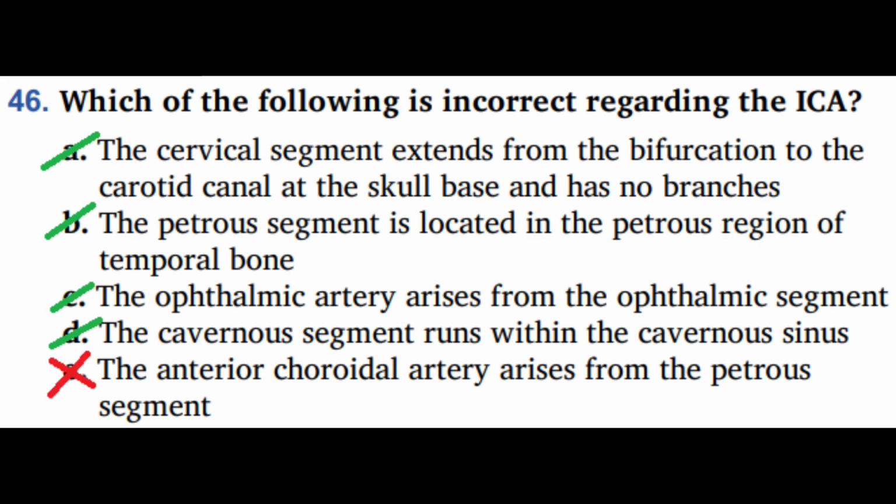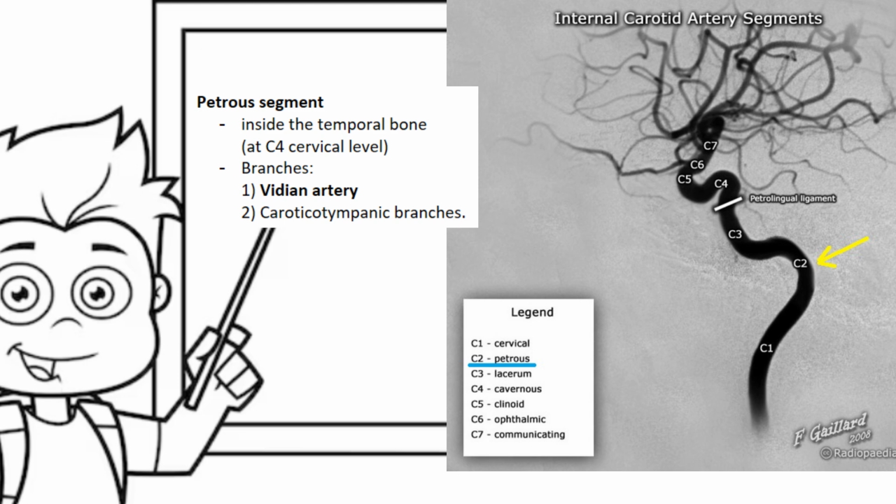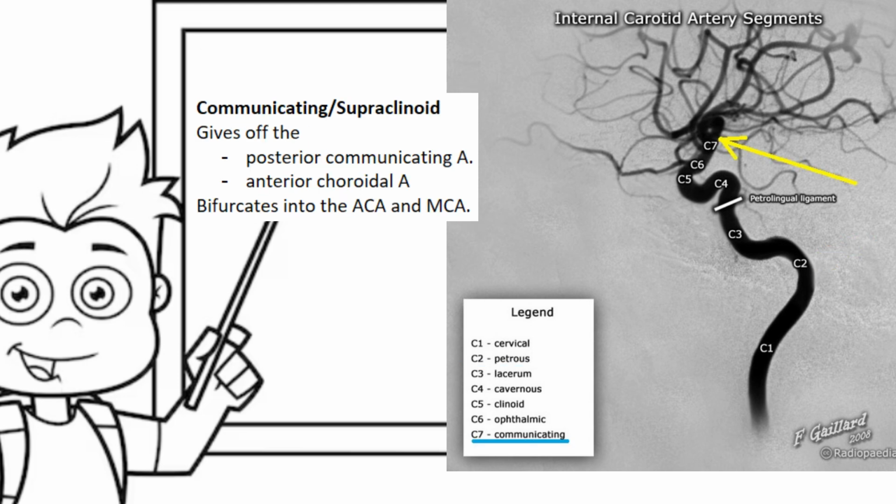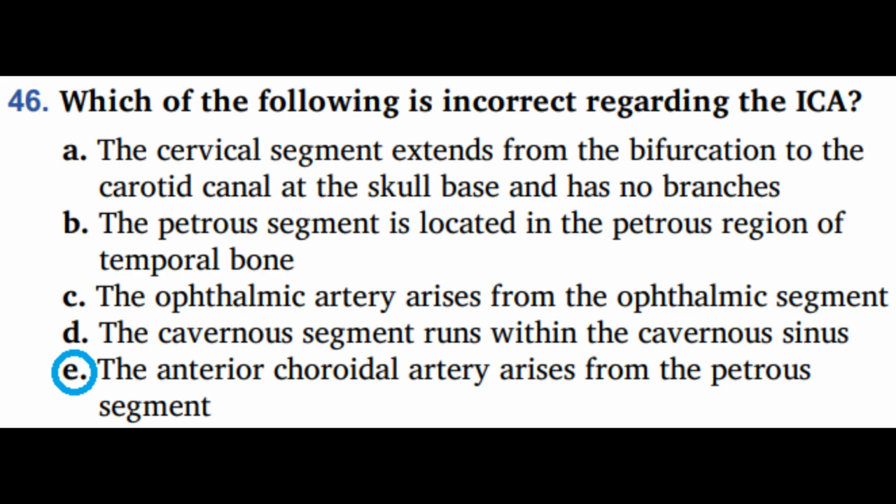Now that is false. Remember what we said previously: the petrous segment lies in the temporal bone and gives off 2 branches, the Vidian artery and the caroticotympanic branches. And there is another segment, the communicating or supraclinoid segment, which gives rise to the posterior communicating artery and the anterior choroidal artery, and then bifurcates into the anterior cerebral artery and the middle cerebral artery. So, option E is false. The anterior choroidal artery actually arises from the communicating or supraclinoid segment. That being said, let's go on to our next case.